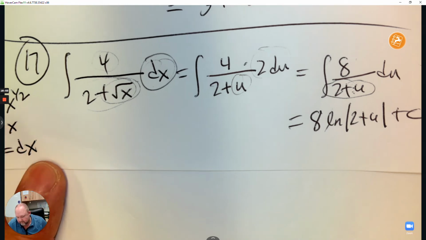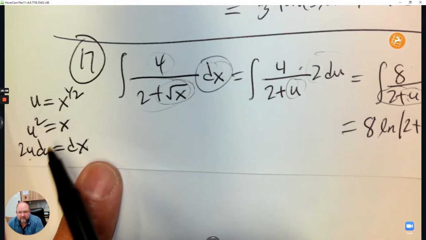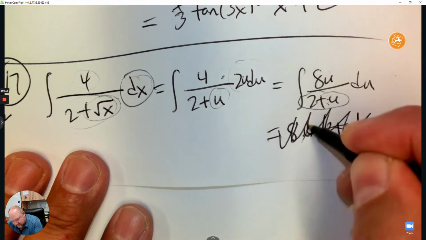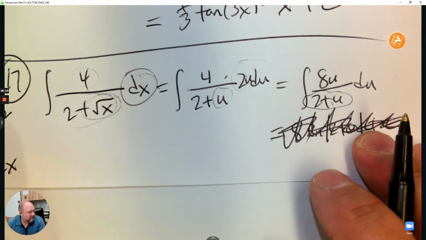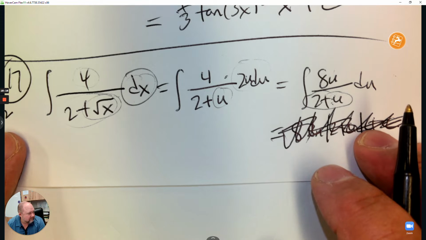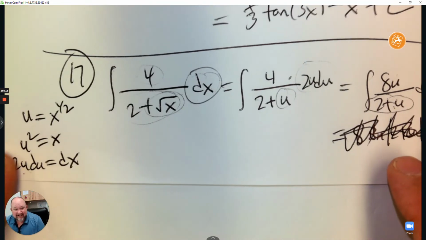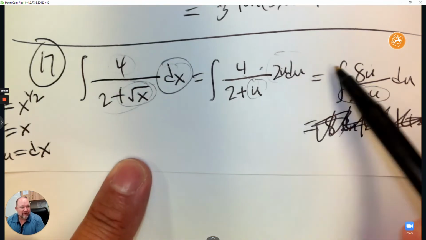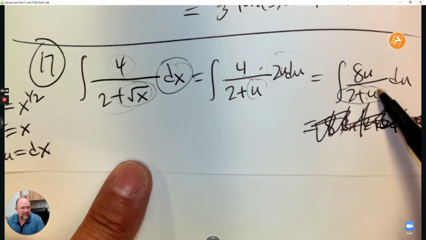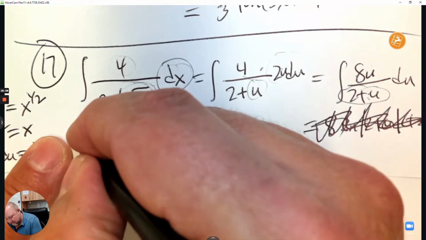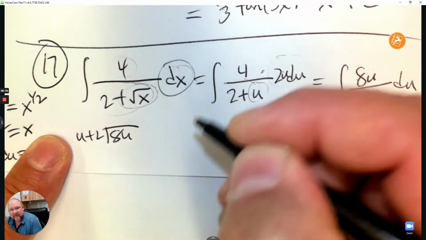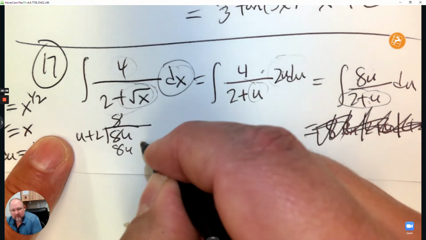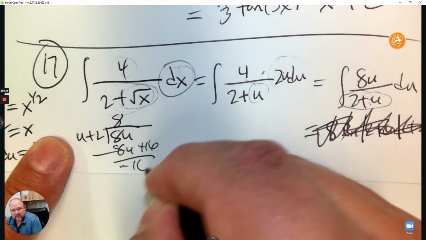Oh, you know what I forgot? I forgot the u. That's important. So this is 8u. At this step, my brain didn't want to do this. We have this u substitution. At this point where we have power terms that are the same, we have to do long division. I'm sorry. We'll do it together. So that's 8. That's 8u and 16. That gives me negative 16.